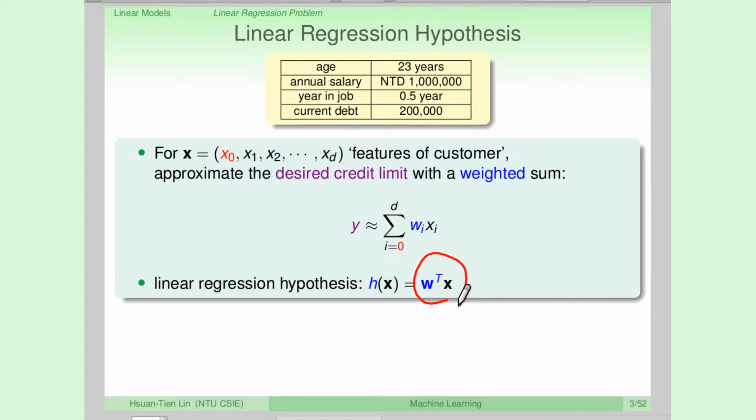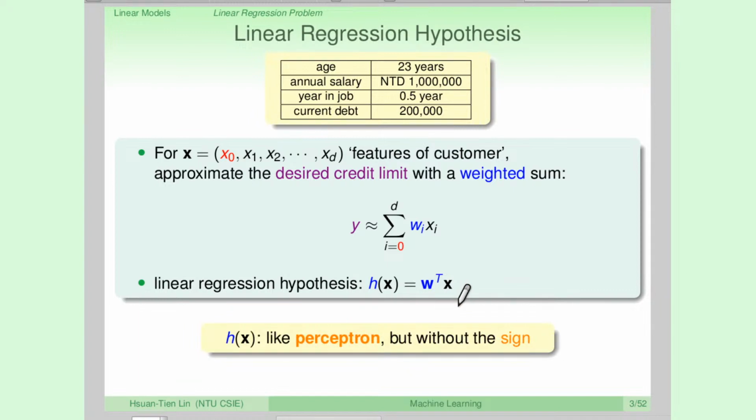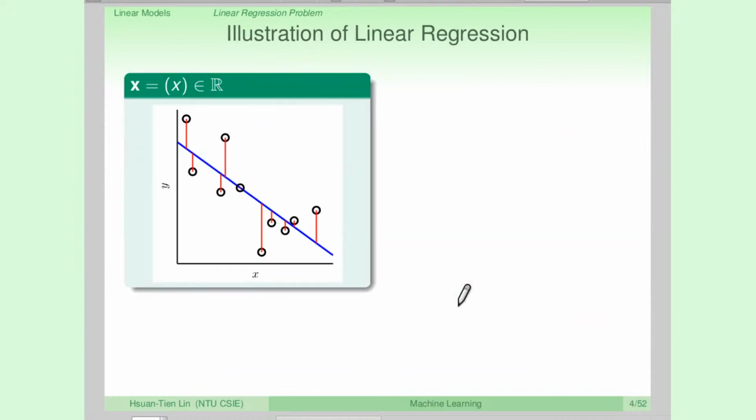If you check the formula of those hypotheses here, you will see that it is like a perceptron, but without the sign. We take the sign in our perceptron learning model because we want the hypothesis to either output +1 or -1. Now that our hypothesis would output a real value, we don't need the sign there. So this can be thought of as a more flexible version of the perceptron without the sign.